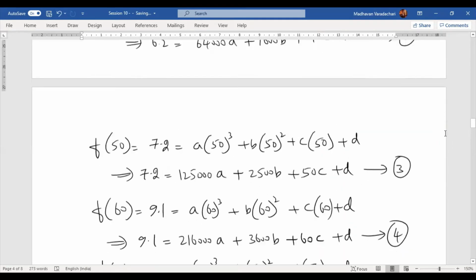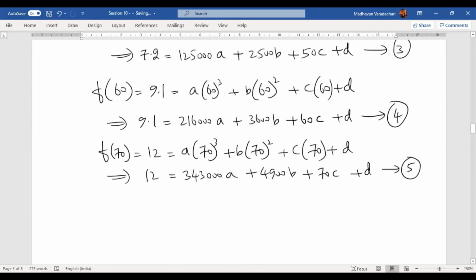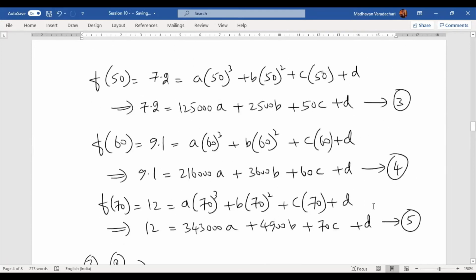Now, first of all, if I subtract the third and second equation, this D and D will get cancelled. Let me do that: third equation minus second equation. This time I'm not using Cramer's rule. I'll use the elimination method, just for a change.